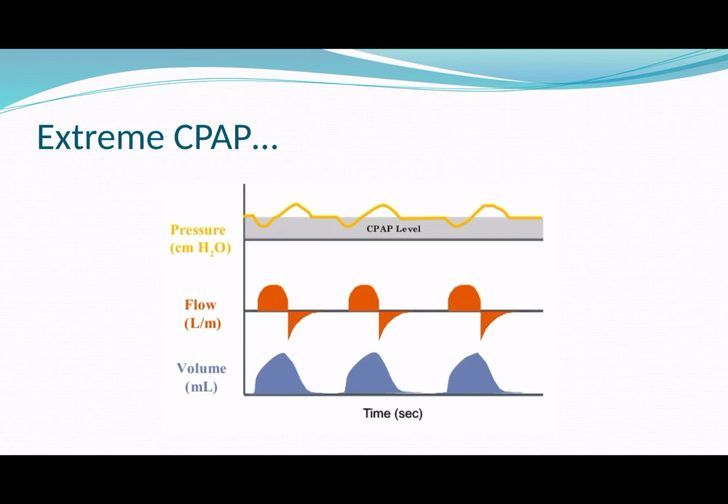Always think of APRV as essentially extreme CPAP. The main thing that we're trying to do is to recruit up as many alveolar units as possible to take part in gas exchange.